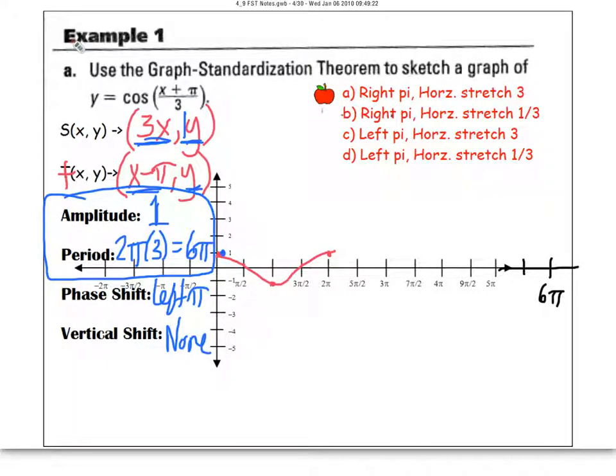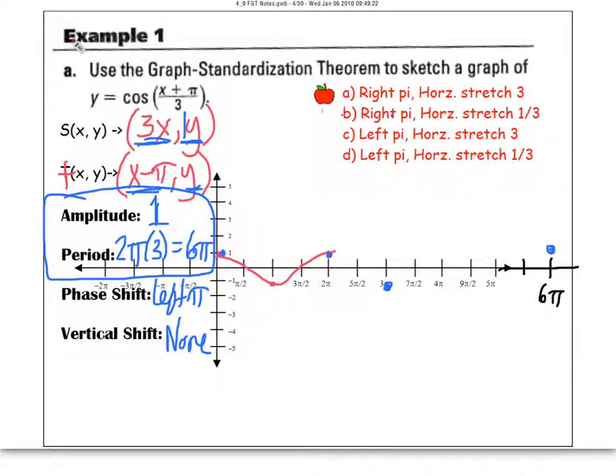So I'm going to take this point here and push it all the way back. Now notice the same C shape that we see right here now has to happen between 0 and 6 pi. Well, it's going to bottom out in the middle. The middle of 0 and 6 is at 3. So at 3, I'm going to put that graph bottoms out.